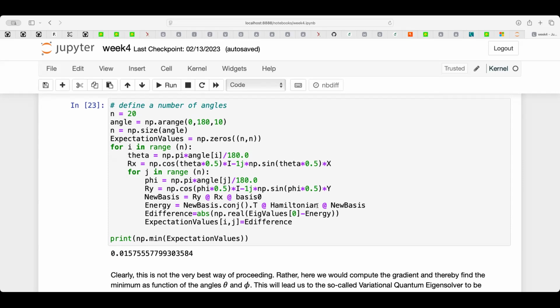So I can now set up an optimization in terms of the angles theta and phi. And then I can drive the gradient of the energy to 0 as a function of these angles. This is the variational quantum eigensolver, the algorithm which we will implement in project number 1.